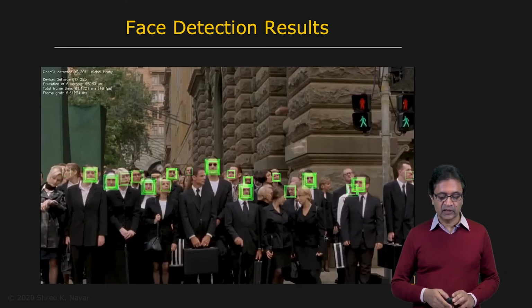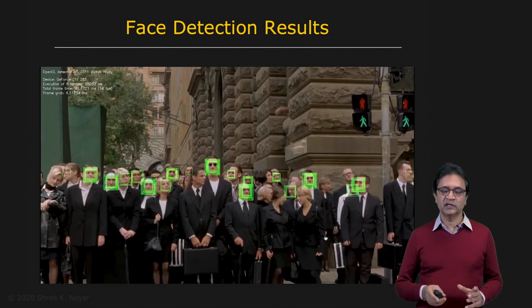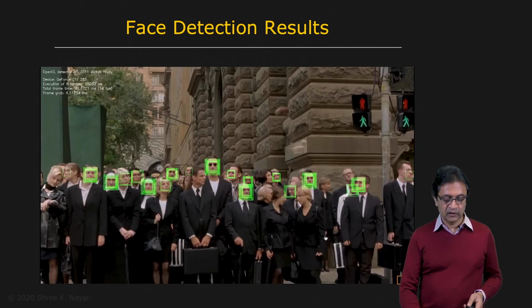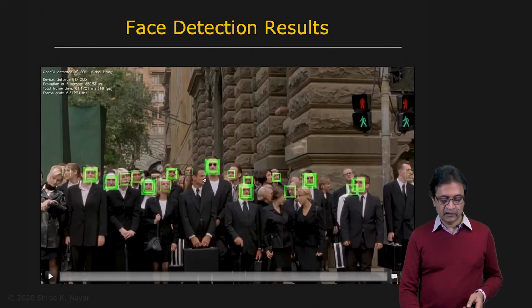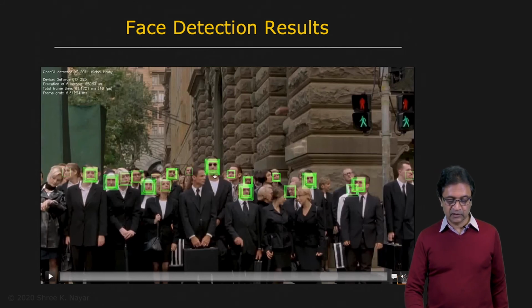Okay, so now let's take a look at an example. This is face detection applied to a clip from the movie Matrix. This is thanks to Michal Hruby. And here you see that faces have been detected. Each one of these windows is a face, a detected face.